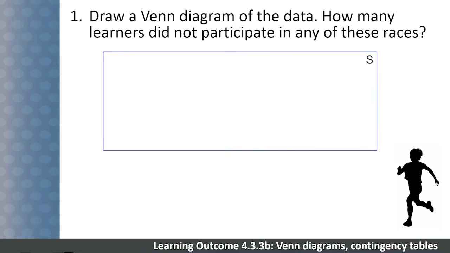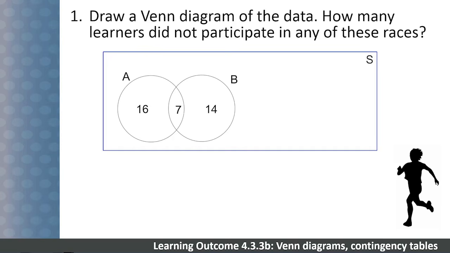First, we are told that 23 learners ran in the 100-meter race and 21 did the 400-meter race. Later, we are told that 7 learners ran both the 100-meter and the 400-meter races. So we know that the intersection between sets A and B will contain 7 learners. A contains 23 in total, and 23 minus 7 is 16. B contains 21 in total, and 21 minus 7 is 14.